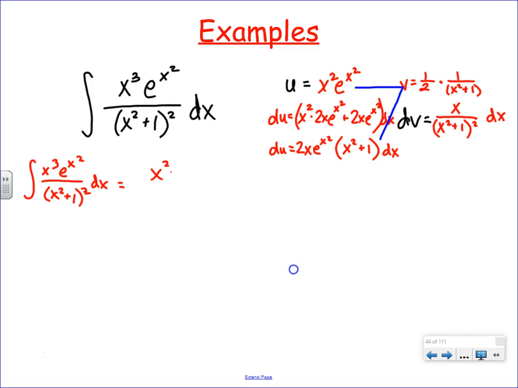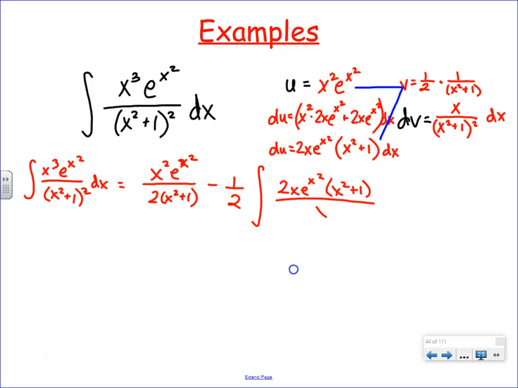Let's see, x squared e to the x squared up top, and then have a 2 times x squared plus 1 on the bottom, minus the integral of v du. Pull out the 1/2. I have 2x e to the x squared times x squared plus 1 all over x squared plus 1 dx.